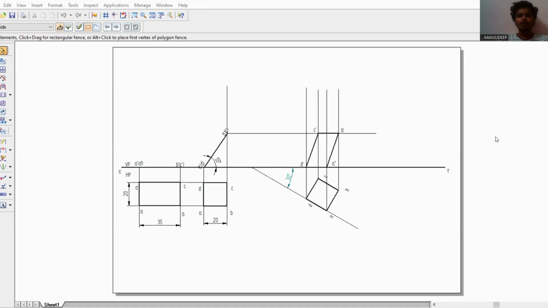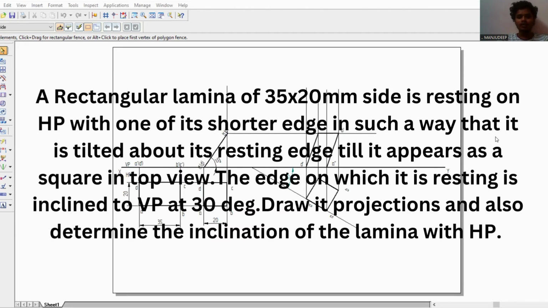Today's video is all about projection of planes, which is a topic from the subject Computer Aided Engineering Drawing, that is CAD. So let's start this video.